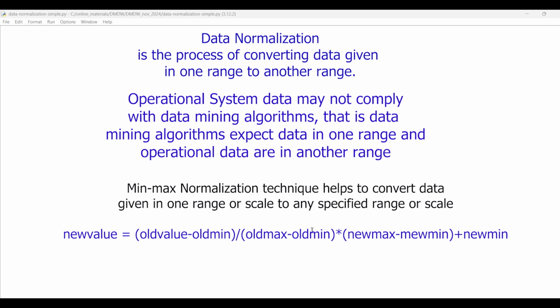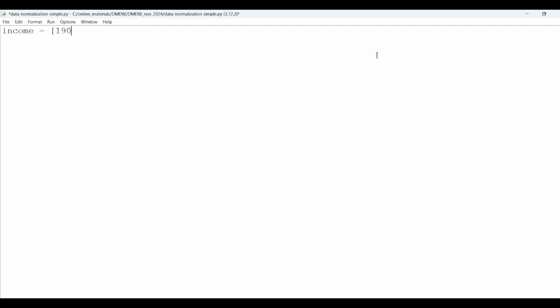Now, how can we normalize the data using the min-max technique? For that I will be writing a simple Python code. Let's start writing code. Suppose we have income as a variable, a list of income. Let's suppose this is the first value, then 22,000, 3,000, 2,900. Okay, let's suppose these are the values. These values are given in thousands. Now we want to convert these values to some other range.